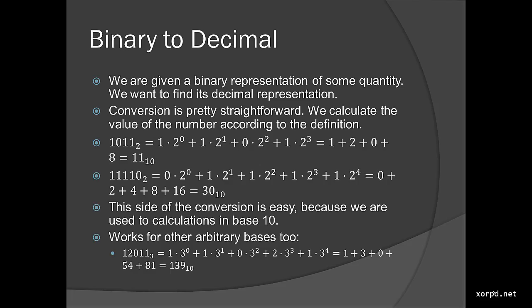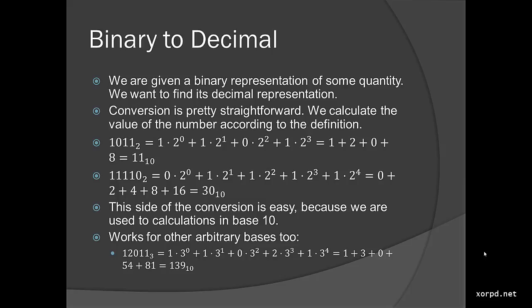Something very basic. I think we have seen this before. Conversion from binary to decimal. The problem is this. We are given a binary representation of some quantity, and we want to find its decimal representation. The conversion is really straightforward. We just calculate the value of the number according to the definition.